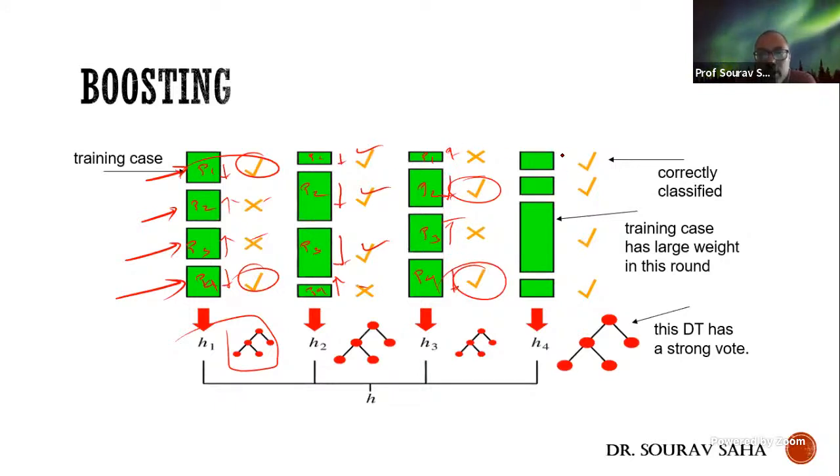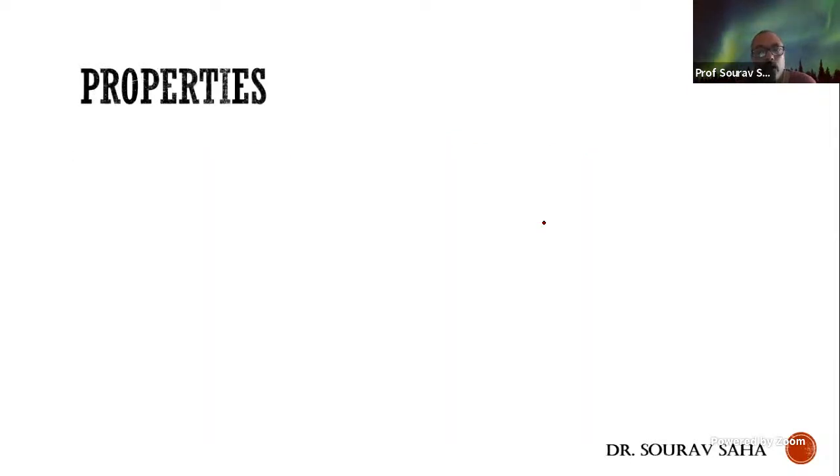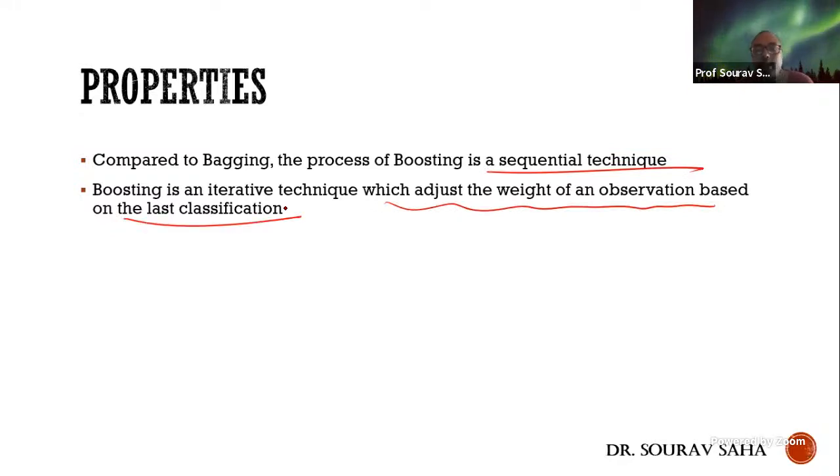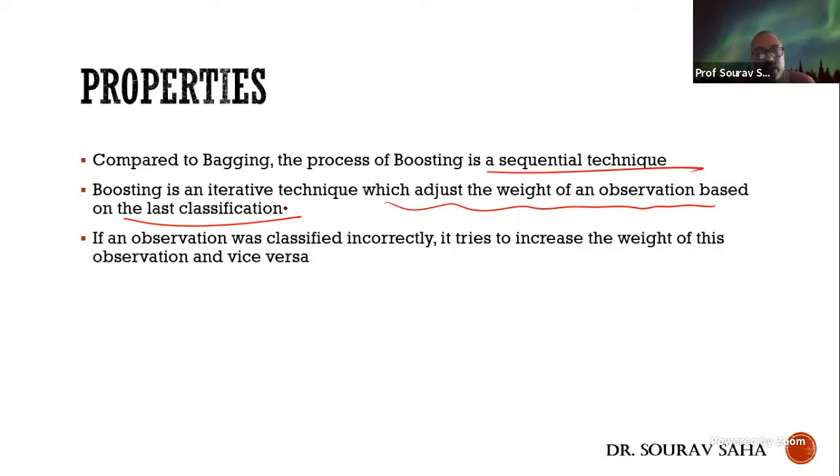So after a certain point in time, I find that all the cases have been correctly identified. So this is the process of boosting. One of the processes of boosting, as I said, is a sequential technique, and it adjusts the weight of the observation based on the last classification. The weights get adjusted based on the last classification.